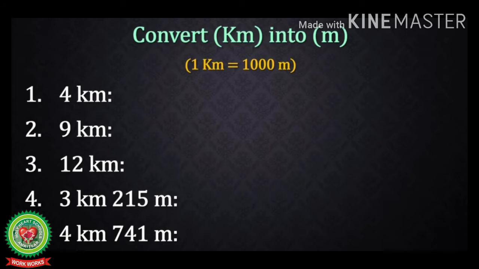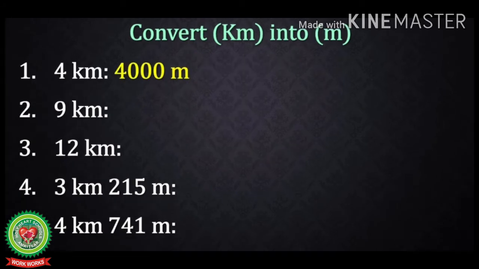So our first sum is 4 kilometers. Now children, again you have to remember 1 kilometer is equal to 1000 meters. So 4 kilometers will be 4000 meters. That means we will add 3 zeros with the number.